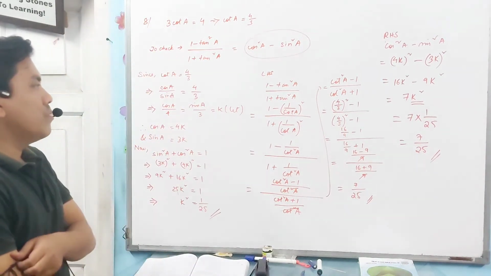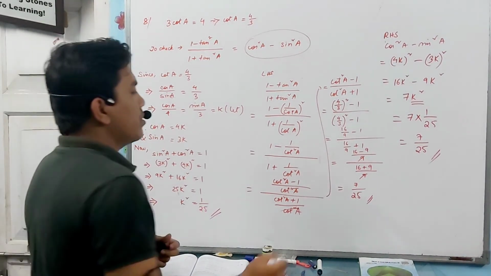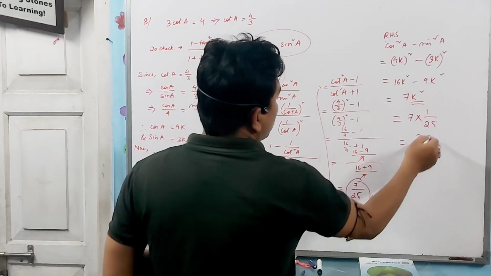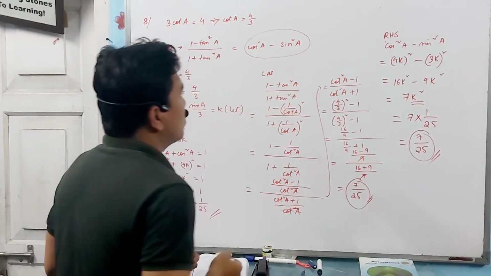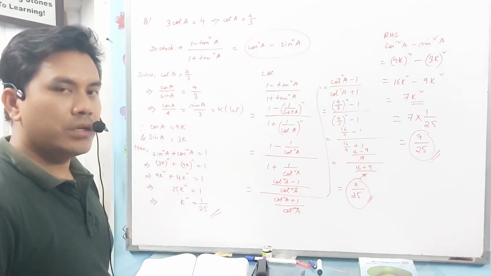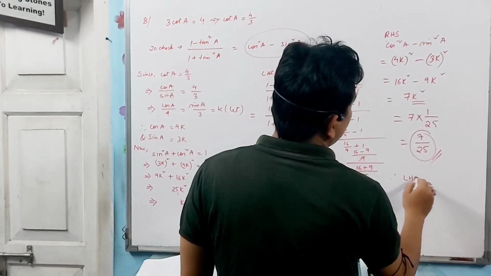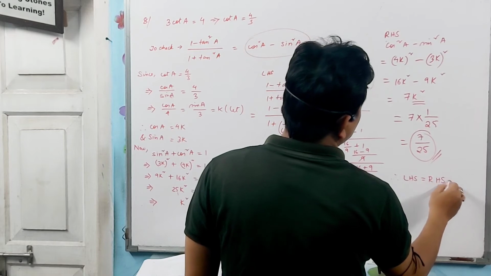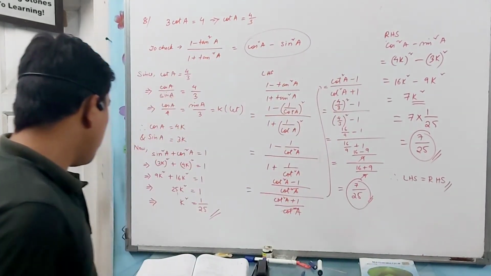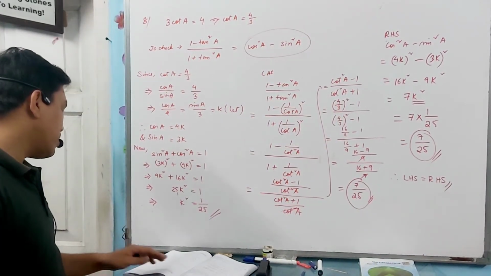Is it clear? Now, left hand side we got 7 by 25. Right hand side also we got 7 by 25. So, they are equal. Is it clear? Okay. So, therefore, LHS equal to RHS. Is it clear? Alright, now let's do the next.